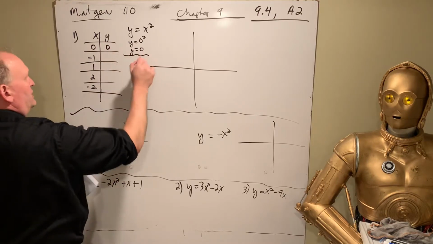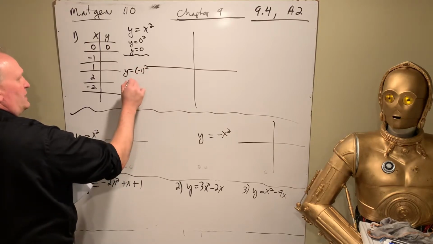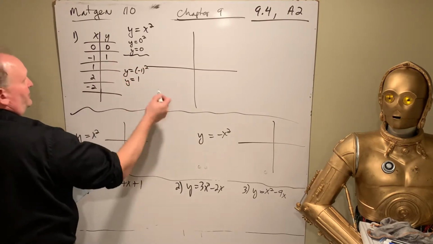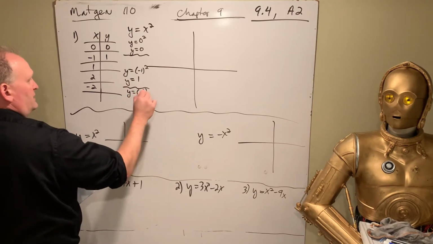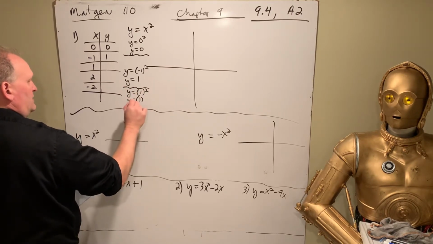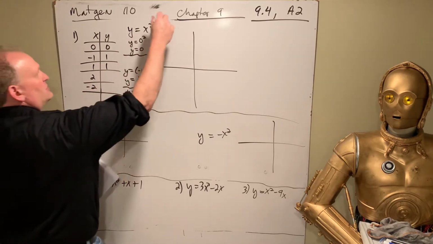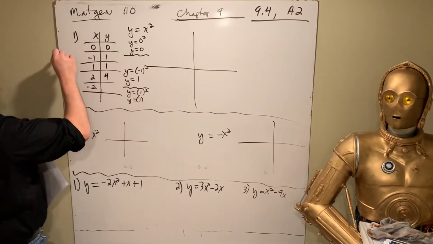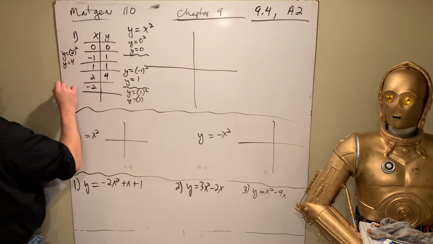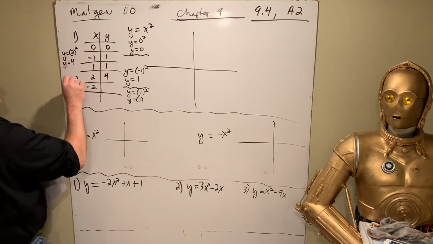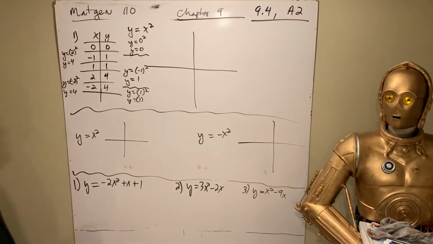When I input -1, that is -1 times -1, which is +1. When I input +1, that is 1 times 1, which is +1. Pop in a 2. 2 squared is 4. I pop in a -2. -2 times -2 is also +4. So we're getting repeat values for y, and that's okay.